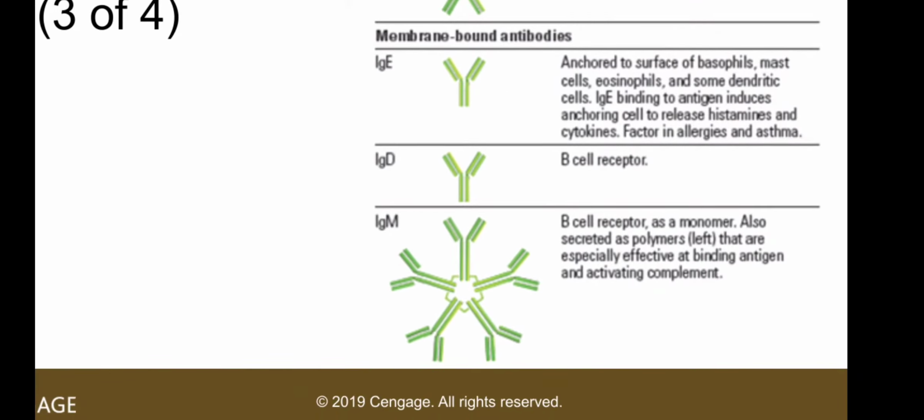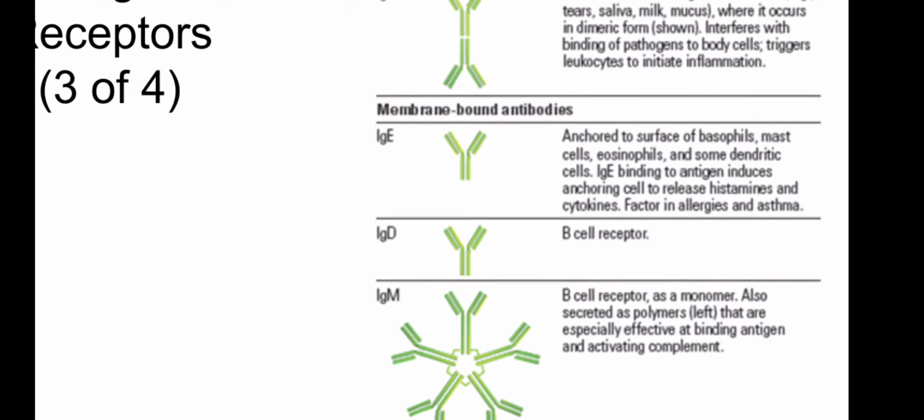Then we also have the membrane-bound antibodies. IgEs are anchored to the surface of the mast cells, basophils, and eosinophils, basically the innate immune cells. Although they are part of the innate immune response, they also assist in the adaptive immune response. And then we have the B cell receptors, the IgD. These are found on the surface of your B cells. That's why these are called membrane-bound antibodies. They are not released as individual proteins in the blood, but are bound to the cells themselves.